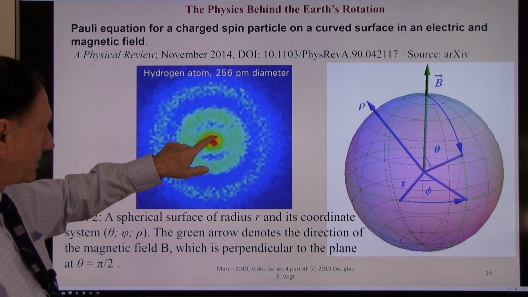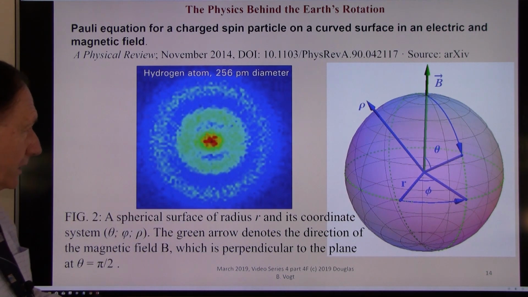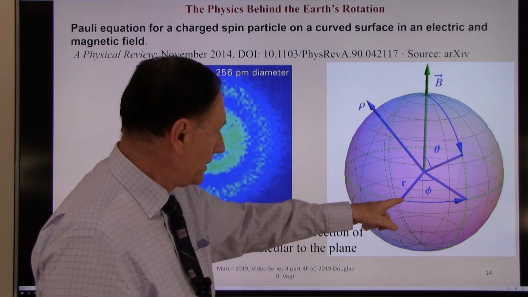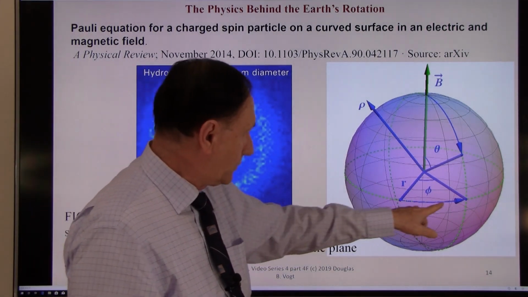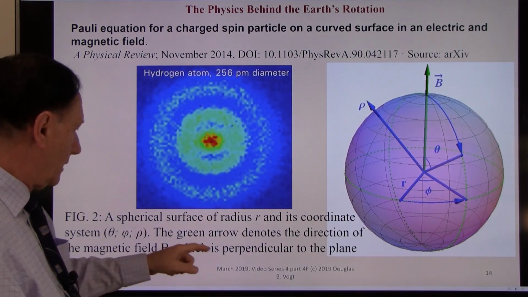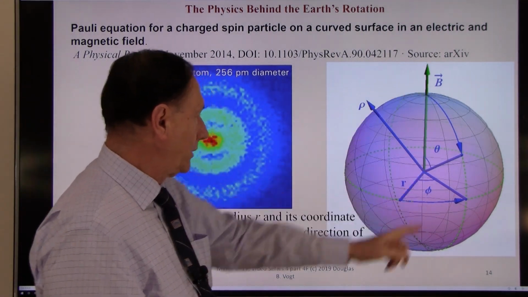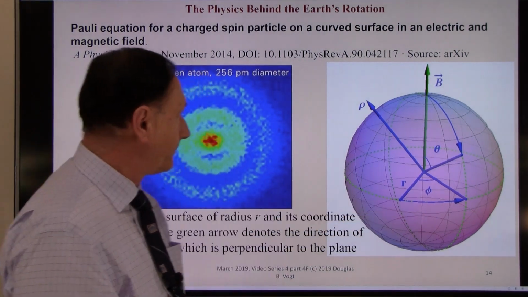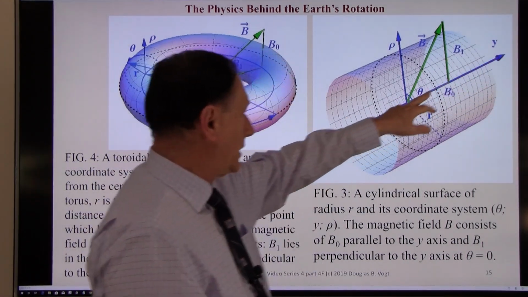You don't really see this, but the real business is going on right here as this thing blinks in and out of existence. So this is a model of a spherical surface of radius r, which is the radius here, and its coordinate system, xyz, as it rotates. The green arrow denotes the direction of the magnetic field B going up on one of its poles, which is perpendicular to the plane of pi divided by 2. Notice it was rotating.